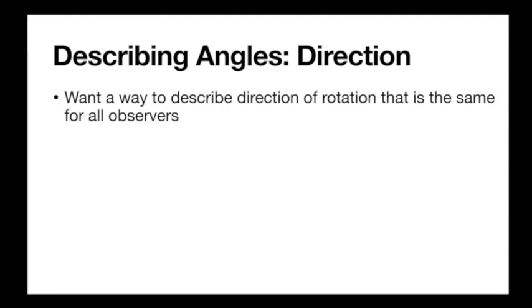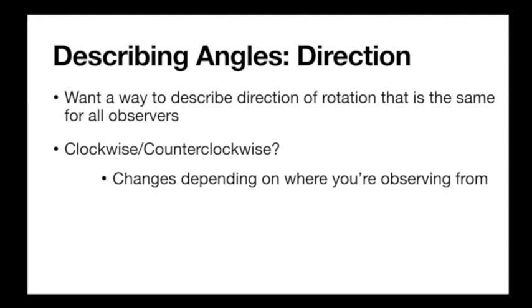So how do I differentiate this angle from this angle, or if you're listening to it, clockwise from counterclockwise, stuff like that. So what about using clockwise and counterclockwise? That is the way we normally communicate. If I wanted to tell you which way to spin, I would say clockwise or counterclockwise. But that turns out not to be a great idea because we need something that's the same for all observers.